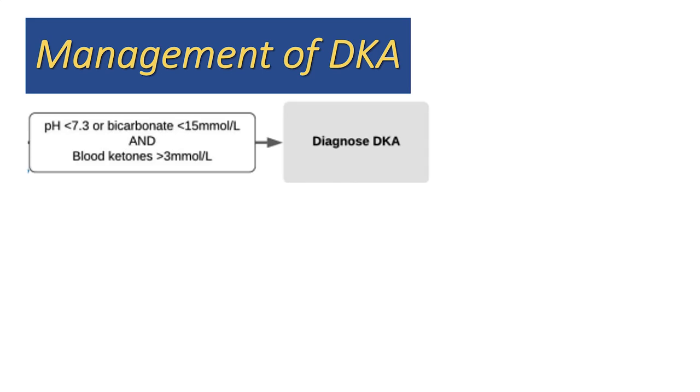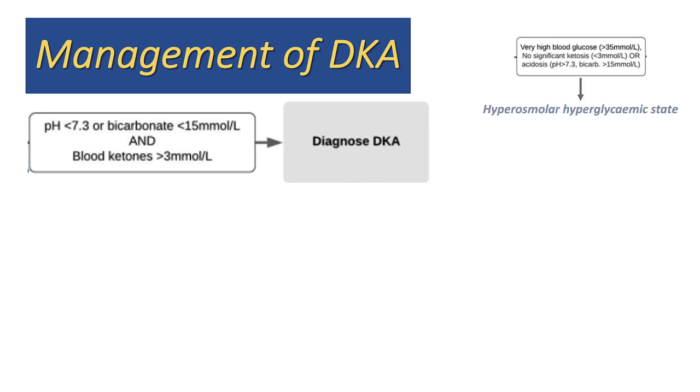As I've pointed out, according to the definition, DKA is when you have pH below 7.3, bicarbonate level below 15, and blood ketones above 3. I also want to briefly point out another situation where you have very high blood glucose, mostly above 35, but no significant ketosis or acidosis. This state is called hyperosmolar hyperglycemic state, and you treat it differently.